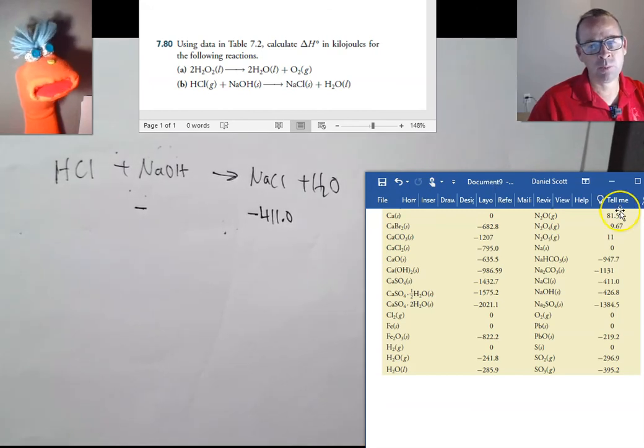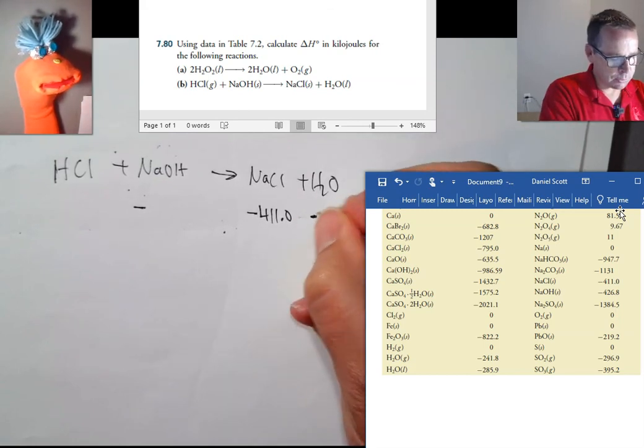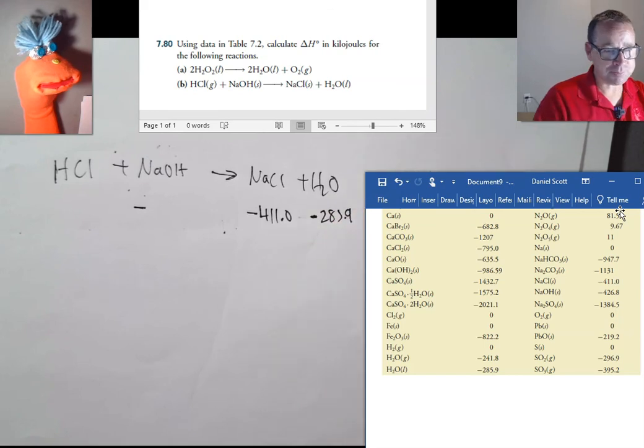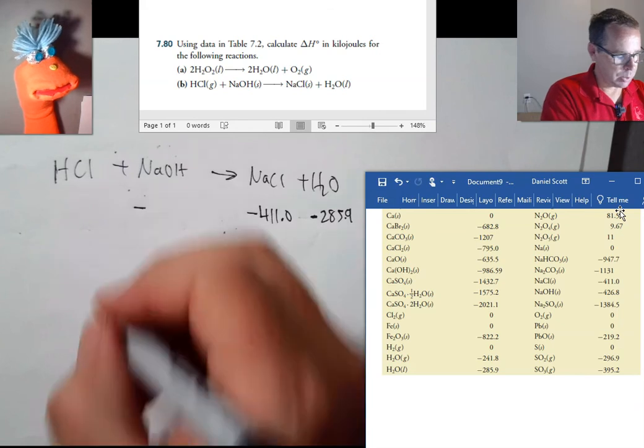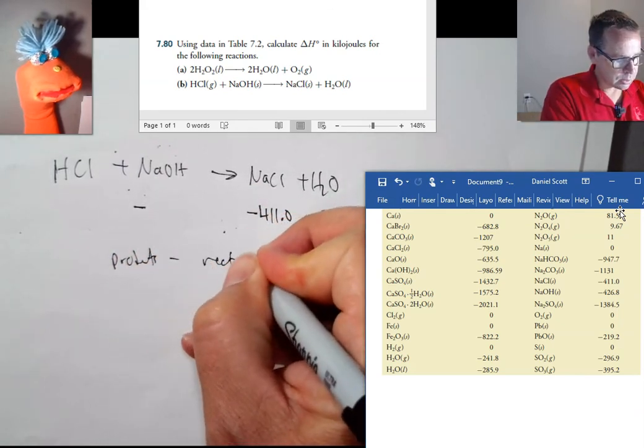Yeah, and then water, what was that? Negative 285.9. It says down there, as I can see it. Negative 285.9. So those are our products. Right. And we do products minus reactants.